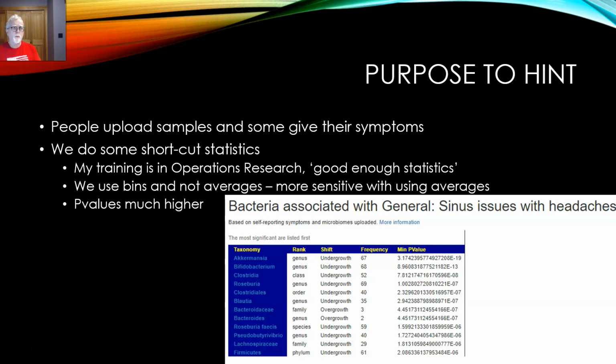On microbiome prescription, we do some shortcuts, mainly because computer time costs money, and my training is in operations research, and one of the things you learn in operations research is that getting 95% of the way to the solution is cost effective. The last 5% may cost you 10 times more than what it did to get to 95%. Sometimes we refer to this as the Pareto, P-A-R-E-T-O, effect.